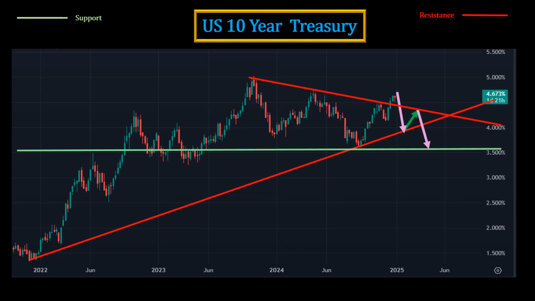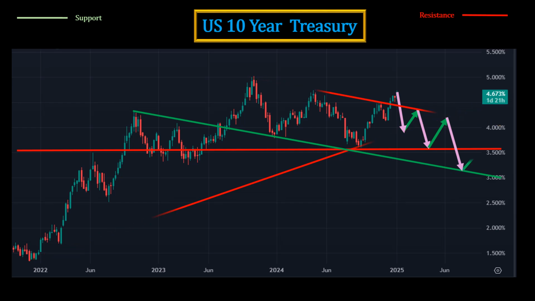Previous support becomes resistance. So we have strong resistance above 4%. So price will stop there, continue to move down again, and stop above the 3% mark because we have support there. The previous support at 3.5 becomes resistance.